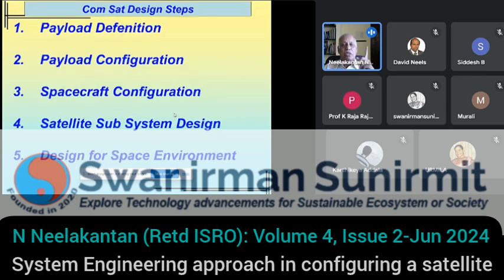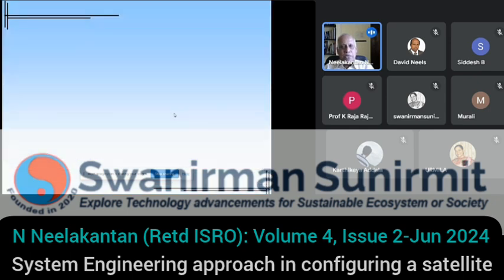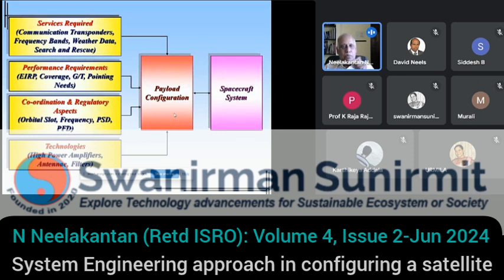And therefore, the payload definition, payload configuration, then the spacecraft configuration, and then the design for the spacecraft environment. Let us see the service required: communication transponders, what are the frequency bands, what are the services, like weather data, search and rescue, whether to be included, what is the requirement of the power, the coverage area, what is the G/T, that is the figure of merit of the transponder, what are the pointing requirements, do we have the coordination and regulatory aspects fulfilled, like orbital slot, frequency coordination, power spectral density, power flux density, what are the technologies to be employed.